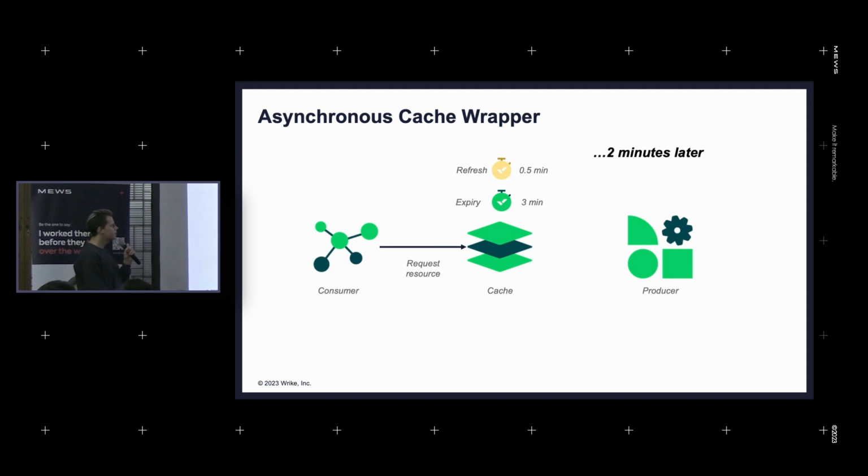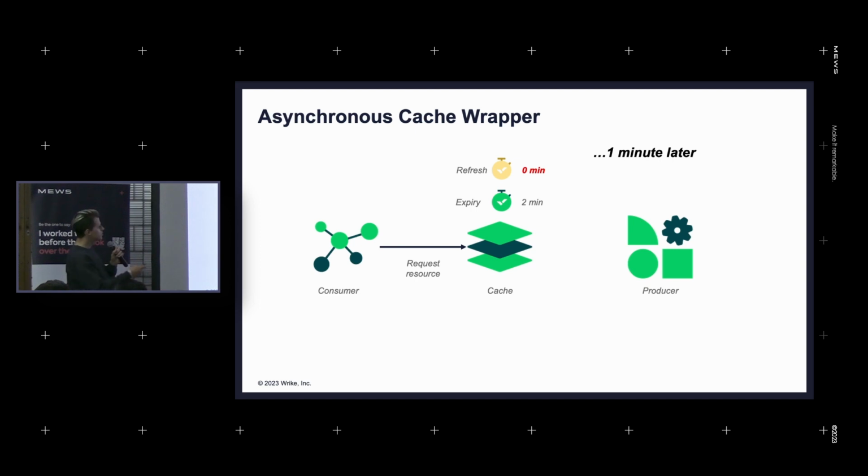Everyone is happy. Two minutes later, we still have some expiry, and we still have some refresh. The consumer requests the resource, the cache gives it back because it has it. Nothing happens. One minute later, we still have some expiry, but we don't have refresh. We already hit the refresh timeout.